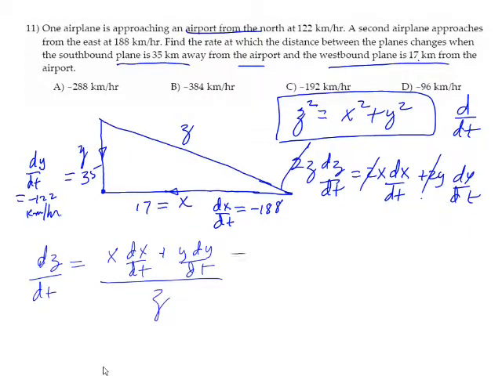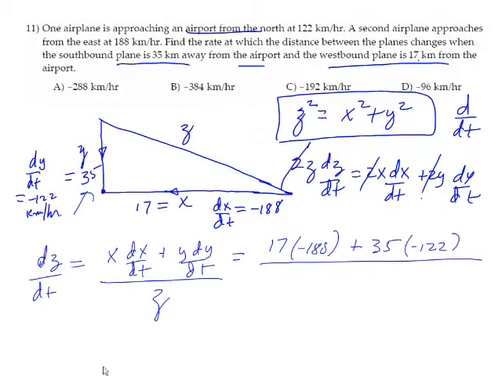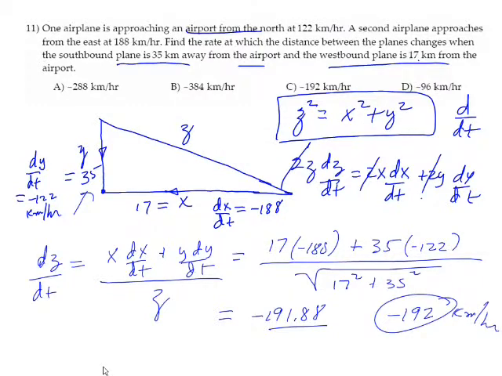Substituting in for x, we get 17. dx/dt is minus 188, y is 35, and dy/dt is minus 122, and z would be the square root of 17 squared plus 35 squared, Pythagorean theorem. Plugging all that in, you get minus 191.88. Rounding to the nearest whole kilometer per hour, we get minus 192 kilometers per hour. And that is answer C.